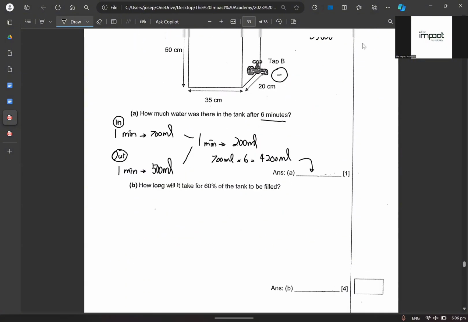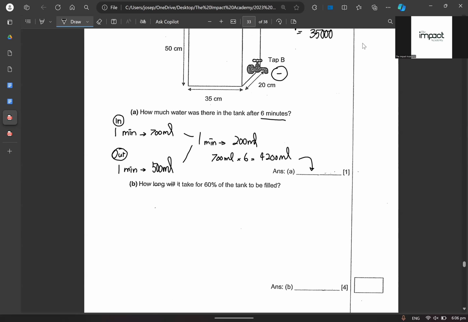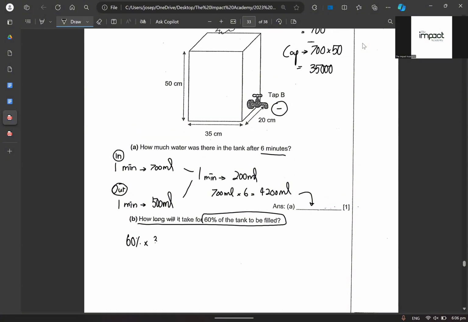Now, first thing first, how long will it take for 60% of the tank to be filled? What is 60% of the tank? 60% times the capacity. Am I making sense? Okay, you get to an answer of 21,000 cm cube. So this is the aim. This is what we are going towards. This is what I want.